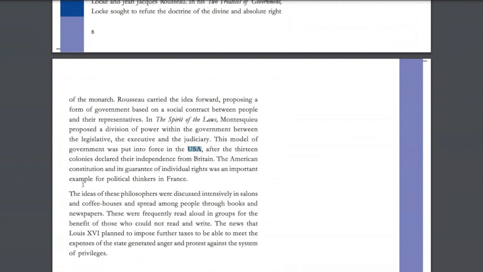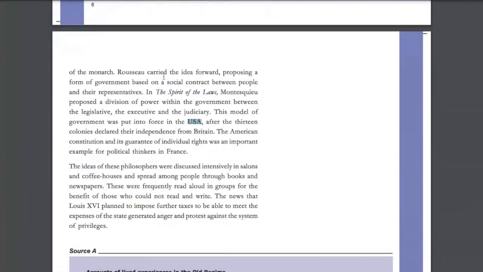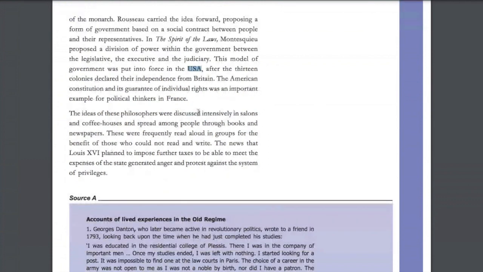And the American Constitution and its guarantee of individual rights was an important example for political thinkers in France. So, since France was also in debt and it was under the harsh monarchy of Louis XVI, they wanted to bring about a constitutional government in France.